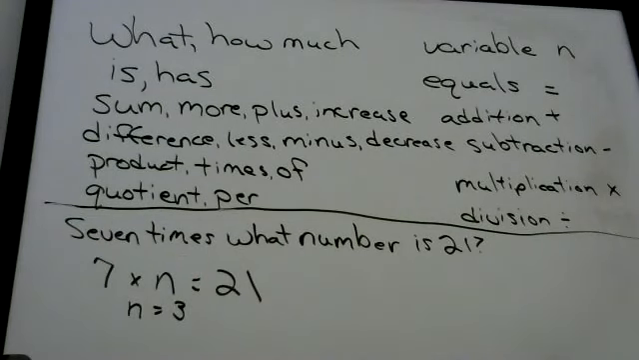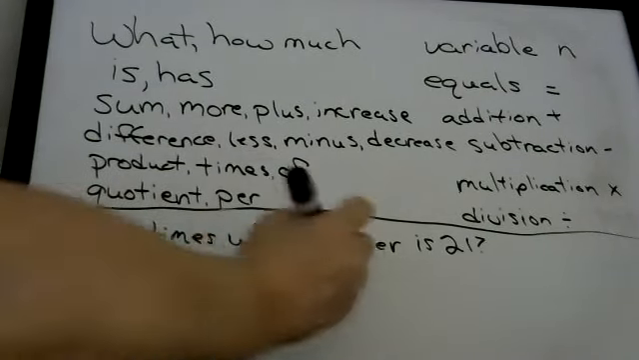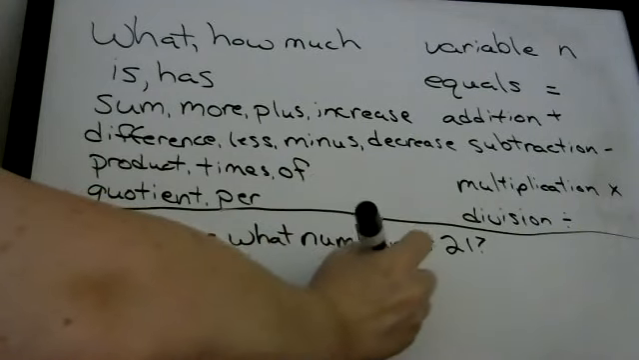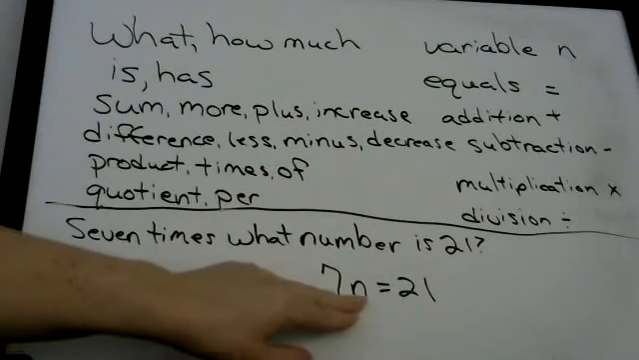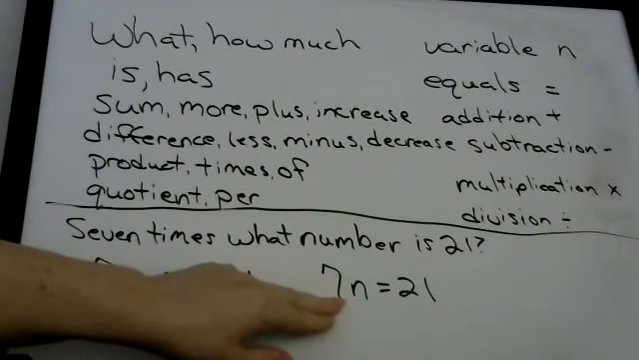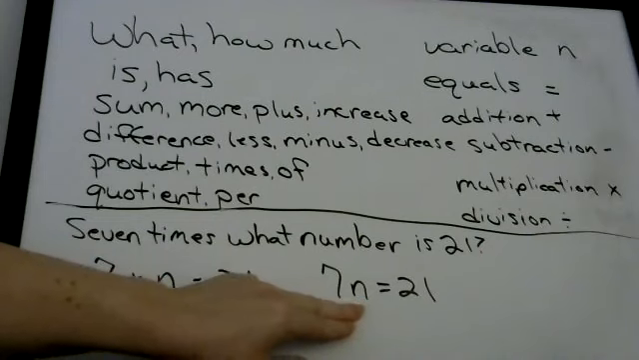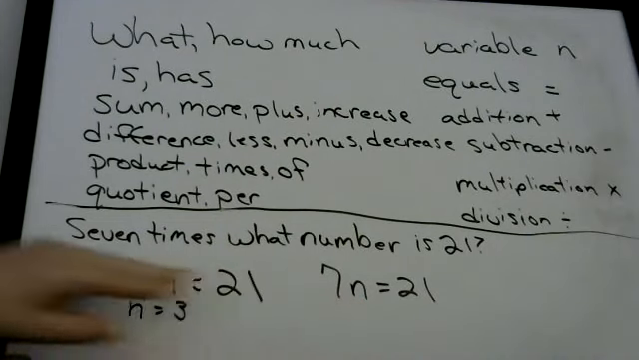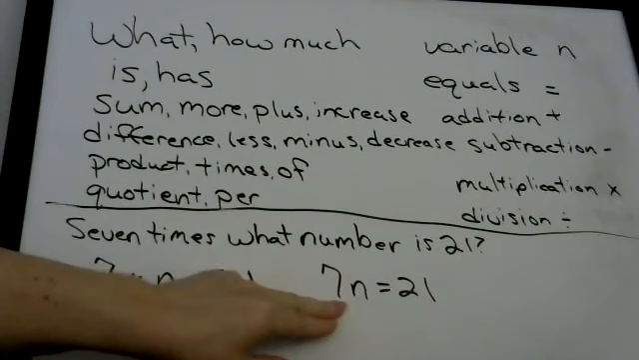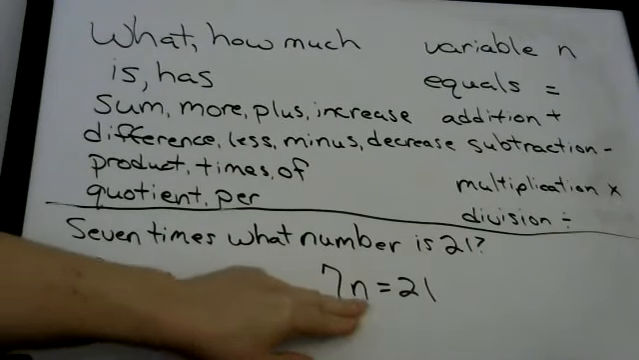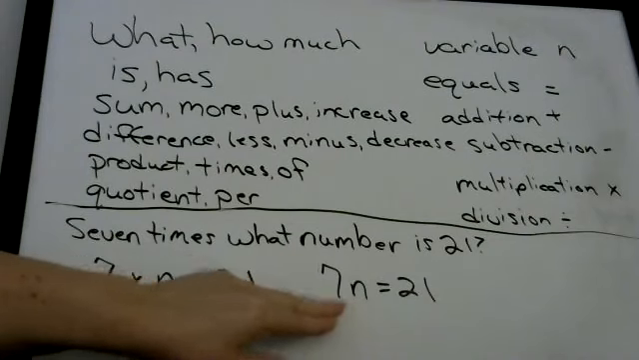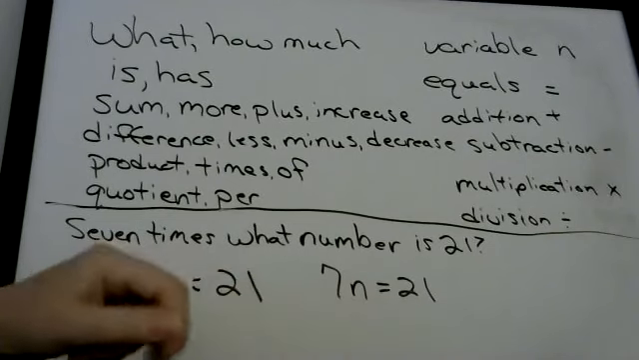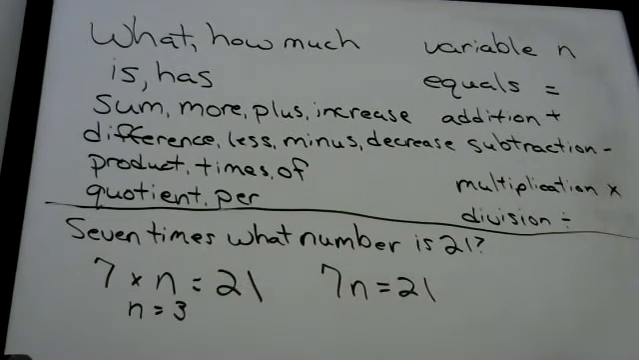One thing I just want to note while we're on multiplication is lots of times you'll see it written like this, 7n, which, if you have a number and a variable beside it, means multiplication. So 7 times n is the same thing as 7n. Whenever they're written next to each other without any mathematical operation, it means multiplication. This means 7 times n equals 21, so n would equal 3.